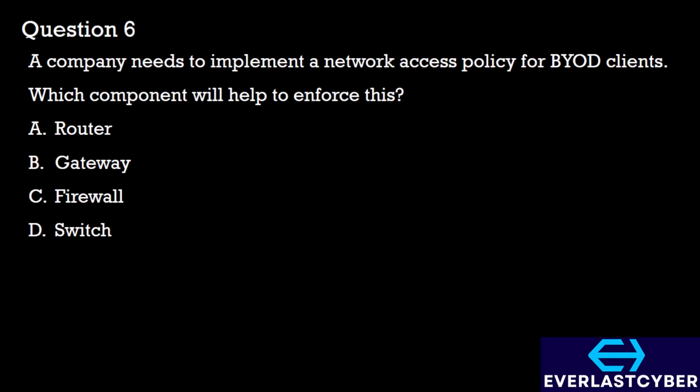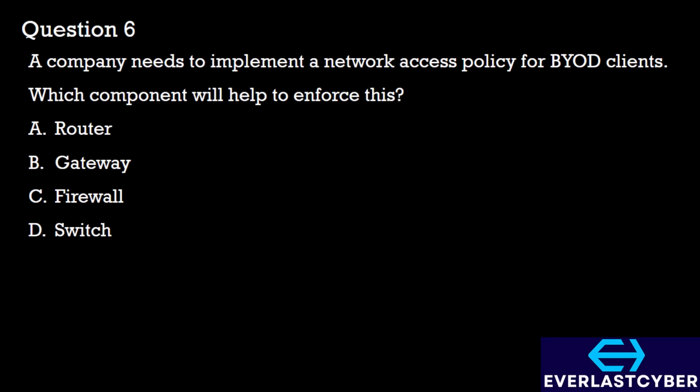A router directs network traffic between different networks, and it can implement some basic access control lists, but it is not as comprehensive in enforcing the network access policies for the bring your own device clients. A gateway connects different networks and can translate between different network protocols, but it doesn't enforce network access policies. A firewall, on the other hand, monitors incoming and outgoing traffic based on predetermined security rules, while a switch connects devices within a network and can implement some network segmentation and VLAN.